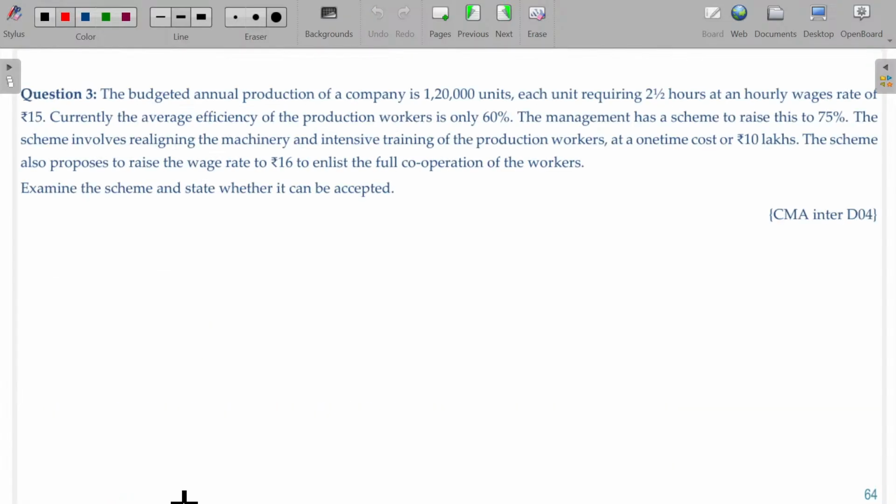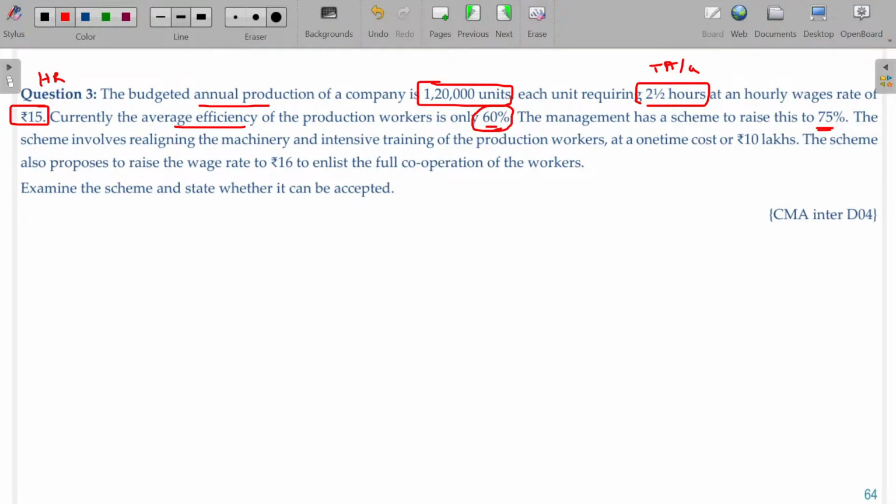Now, question number 3. The budgeted annual production of a company is 1,20,000 units. Each unit requiring 2.5 hours at an hourly wage rate of rupees 15. Okay, 15 rupees is the hourly rate. Time allowed per unit. Okay. Currently, the average efficiency of the production worker is only 60%. The management has a scheme to raise this to 75%.